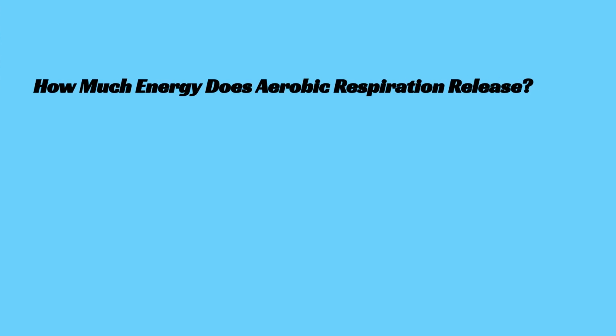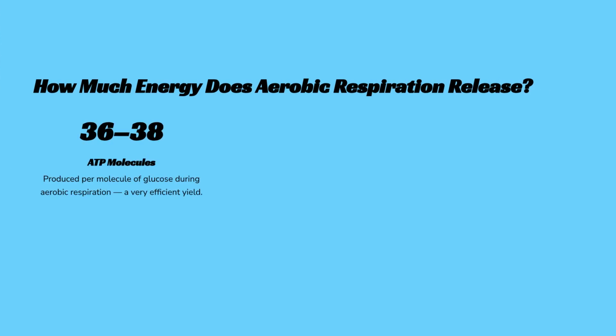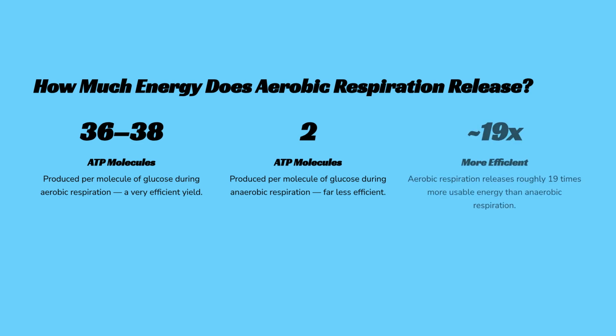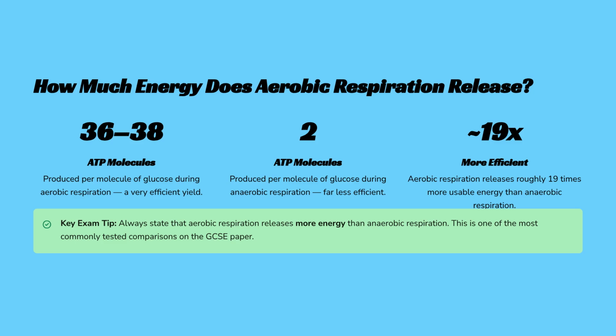Aerobic respiration is highly efficient, yielding 36 to 38 ATP molecules per glucose molecule. Anaerobic respiration, in contrast, yields only 2 ATP molecules. Aerobic respiration is about 19 times more efficient. A key exam tip is to emphasize that aerobic respiration releases more energy than anaerobic respiration.